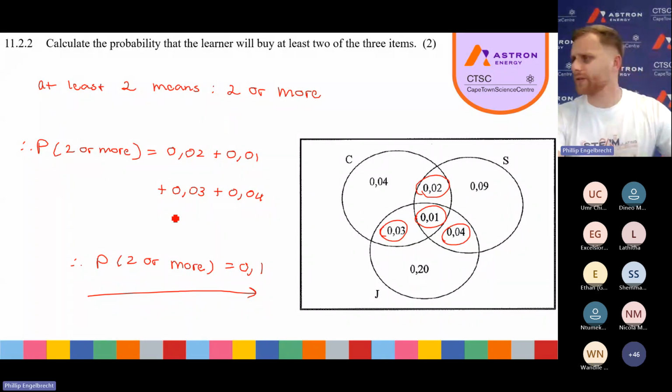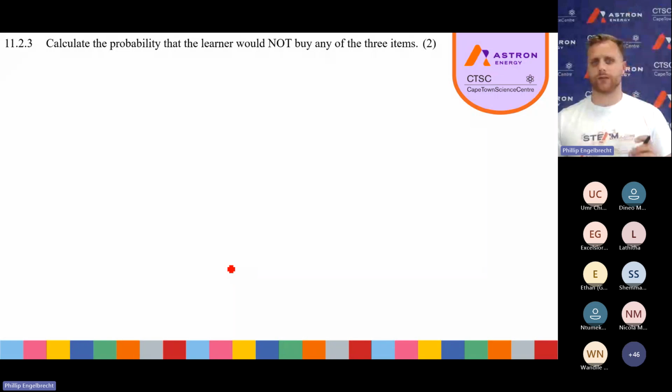Okay, someone said 0.08. It's not the answer. The answer is 0.1, okay? Almost done, guys, almost done.